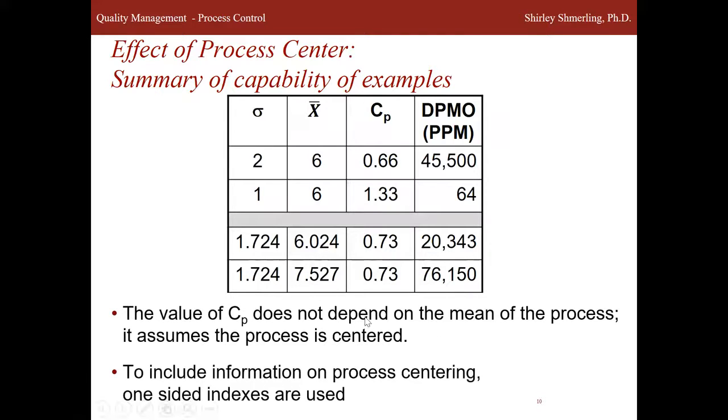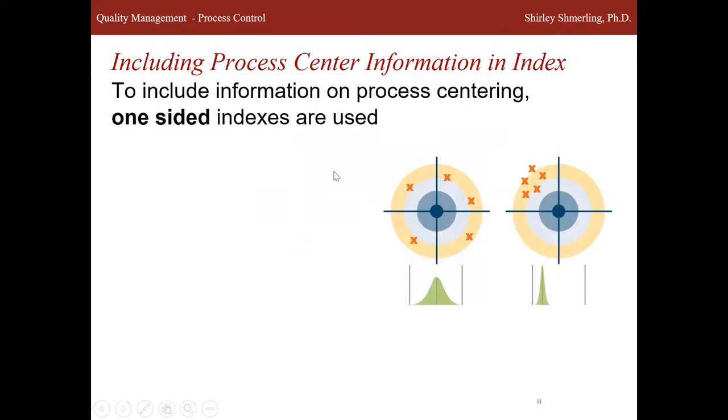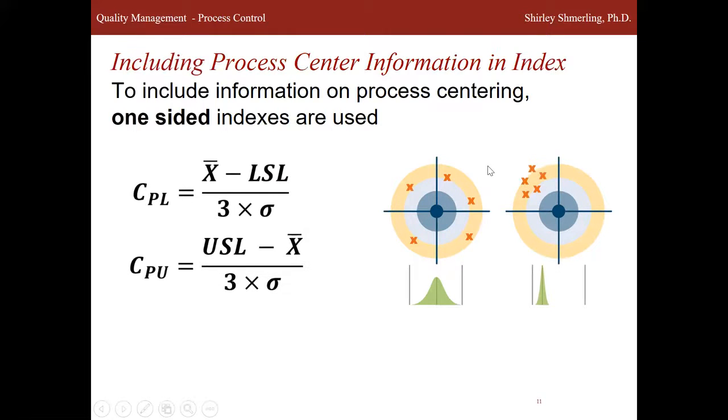And therefore, we're going to use what's called one-sided indexes to look at how the process is in relation to the center. Are we spread around the center with nice symmetry, or are we shifted to one side or another? Okay, so in this case, we have the one-sided index. We have an index for the lower side and an index for the upper side.